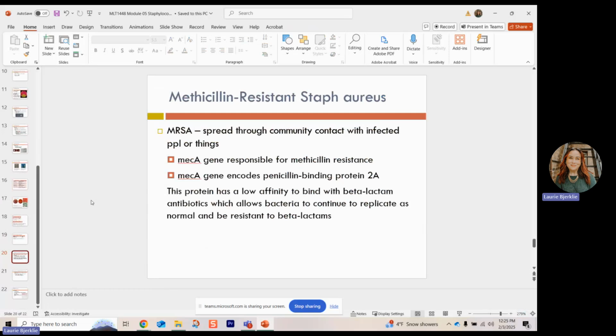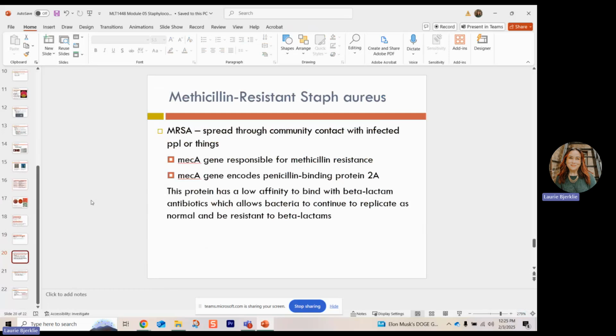In this organism that has become resistant, they have a gene called the mecA gene that is responsible for being resistant. That mecA gene will encode penicillin binding protein 2A. That protein has a low affinity to bind with the beta lactam antibiotics, which allows it to just continue replicating like normal and become resistant to those beta lactams. So it basically says we are not allowing that beta lactam to bind onto us and break us down. We are low affinity for it. We don't care about it and we can avoid it, kind of thing.